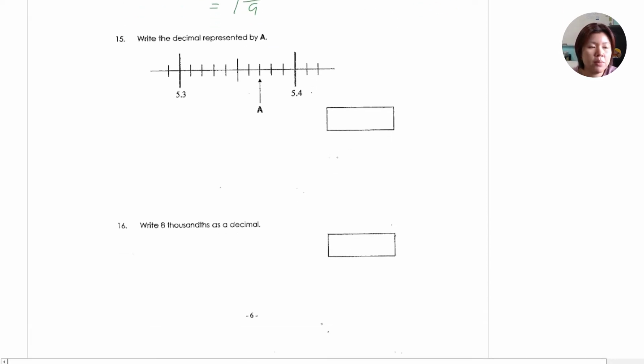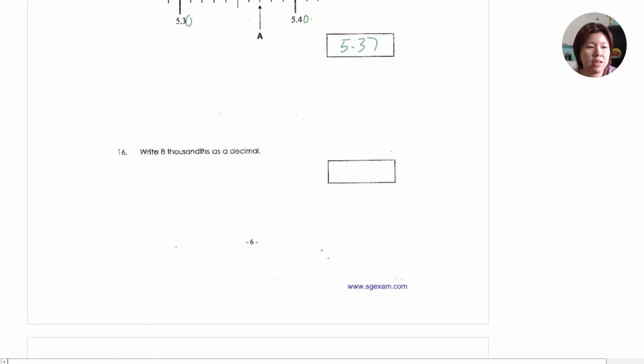Next one, decimal. We need to put a 0 here and a 0 here. So the number here is actually 5.31, 32, 33, 34, 35, 36, 37. So it's 5.37. It's 8/1,000 as a decimal. 8/1,000 in decimal, 3 decimal places.